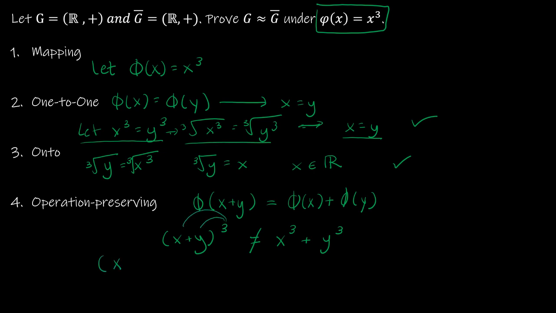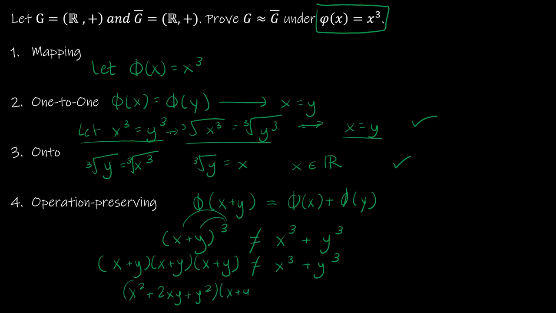This side on the left is actually x plus y times x plus y times x plus y, and that is not going to give me x cubed plus y cubed, because, of course, I would have to FOIL. I would get x squared plus 2xy plus y squared, and I would take that result times x plus y, and I'm not going to do that. I'm just going to say, no, this is not operation preserving, and again, I knew to use addition because we have addition in our definition of the group. So therefore, G is, oops, not isomorphic to G bar.